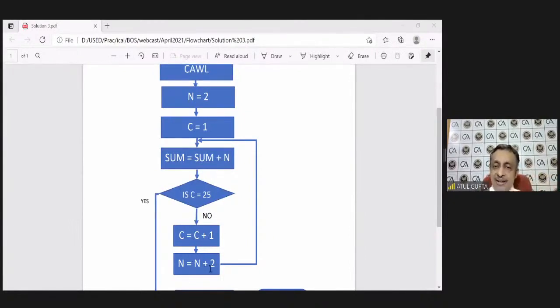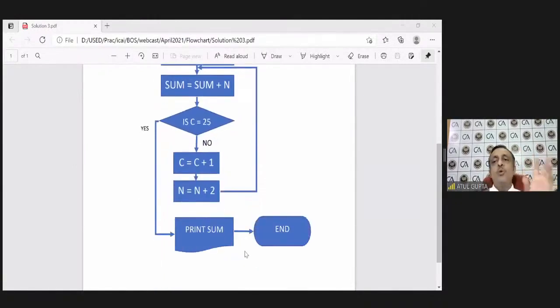Add 2 to n. So n is 8 and sum is 12. Go up. So 12 plus 8 is 20. So sum is 20. Is C 4? Yes. So print sum 20. So let us see first 4 even numbers, 2, 4, 6, 8. The sum is 20. It has been printed. That is how you do a dry run.